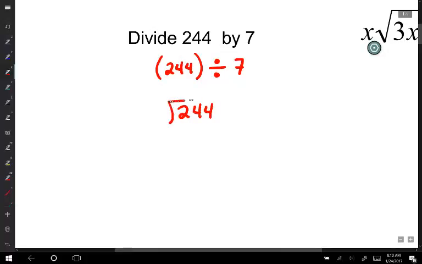Let's see how fast we can do this. Does 7 go into 24? Yeah. 3 times. 21. Left over 34. Does 7 go into 34? Because it says 28. Okay, so 4 times, so 28. Left over is 6. So 34 and 6/7.